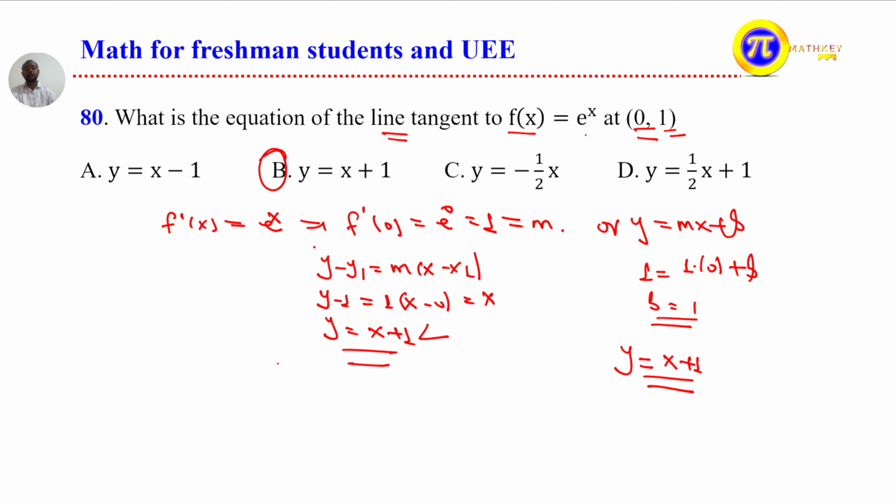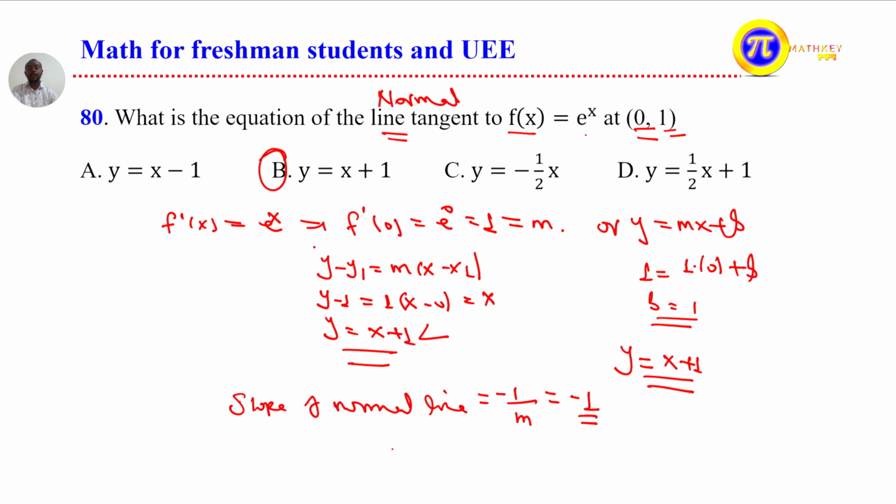We get the same. But what is the relation between the normal line and the tangent line? If it is a normal line, what happens? The slope of the normal line is equal to the negative reciprocal of the given slope of the tangent line. It is the negative reciprocal of the tangent's, 1 over m. That is negative 1 over 1, which is what? That is negative 1.